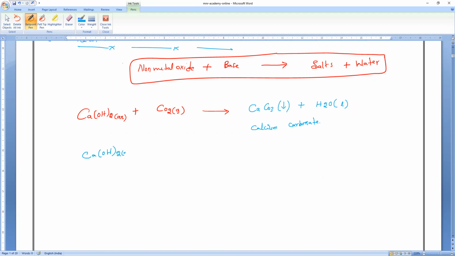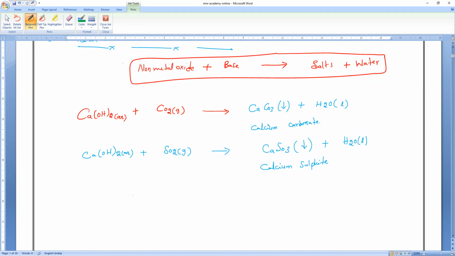Next, if you react calcium hydroxide with sulfur dioxide, tell me what will happen. That is also a non-metallic oxide, sulfur dioxide gas. If you pass sulfur dioxide gas, what will happen? Instead of calcium carbonate, we will get what? Calcium sulfide, keep it in mind, plus again we are going to get water. Learn the name of this one, calcium sulfide. Learn the names of the compounds very perfectly, because it will definitely have an impact on us.